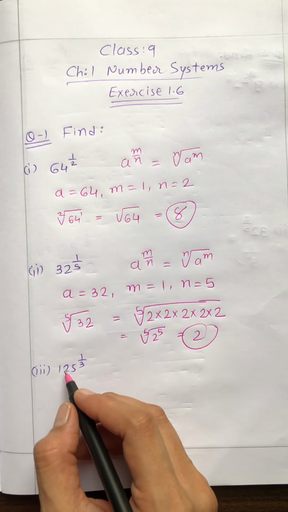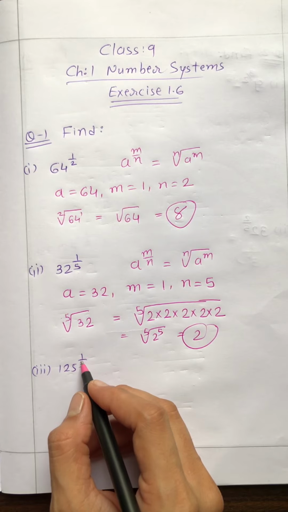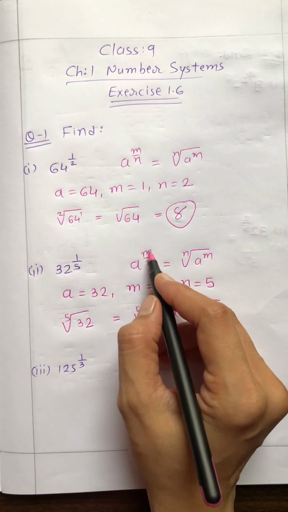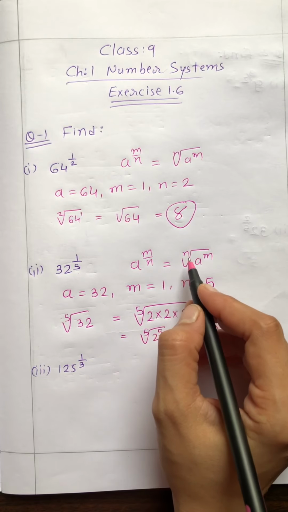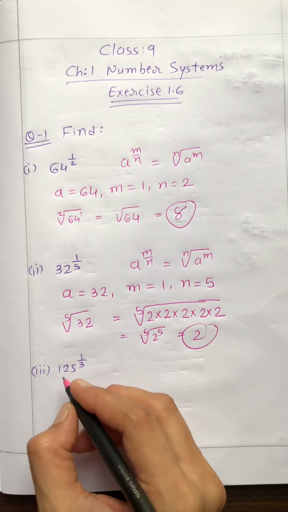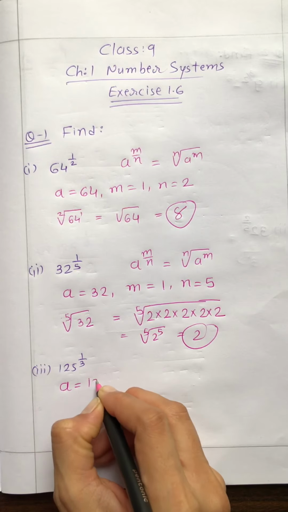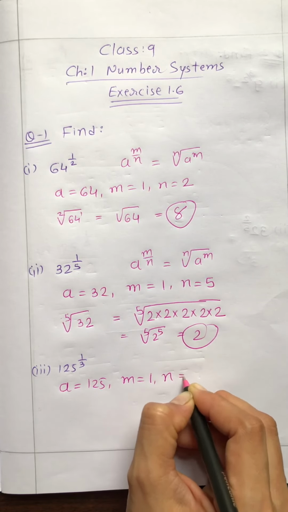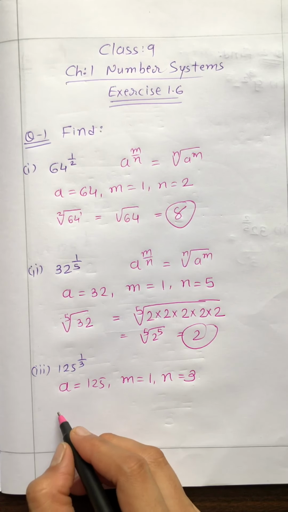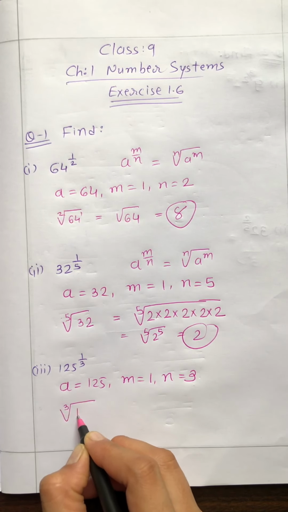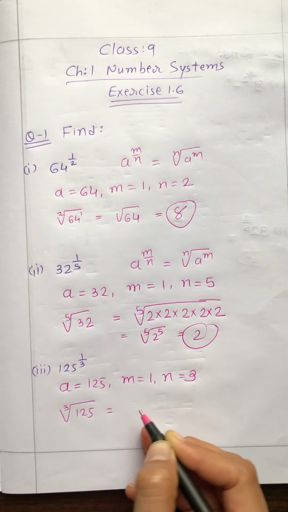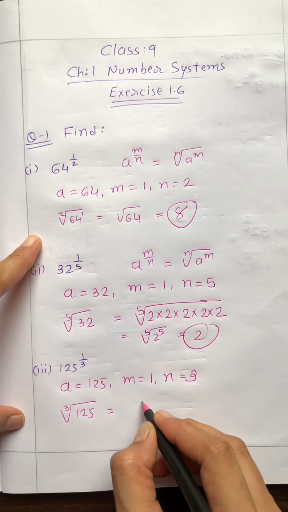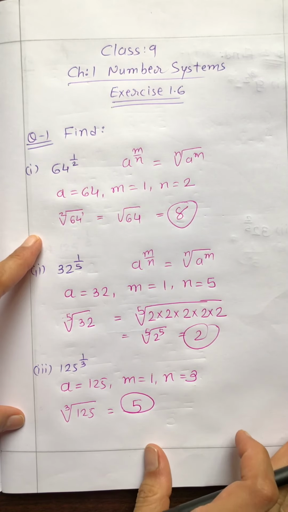Third is 125 raised to 1 by 3. Here again compare this with a raised to m by n is equal to nth root a raised to m. So a will be 125, m is 1 and n is 3. So cube root of 125 is equal to cube root 125, the cube root of which we know is 5. So answer is 5.